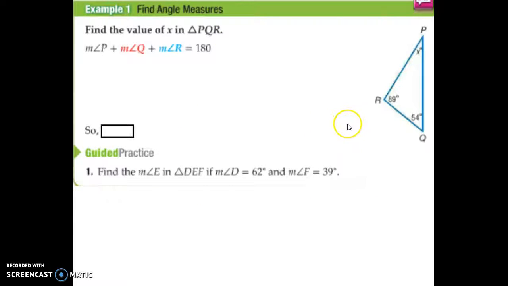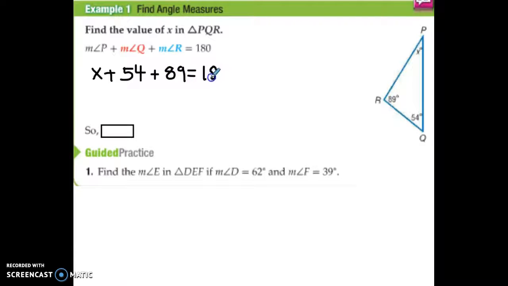If I look at this triangle and this problem right here, I know two angles in a triangle. I don't know the third. But because I know that they add up to 180, I can figure this angle out. So if I add up the three angles, it has to equal 180. So angle P, well, I don't know what that is. That's my x. Plus angle Q, where the m means measure. So the measure of angle Q means how many degrees it is. Well, it's 54 degrees. And then angle R is 89. And that has to add up to 180.